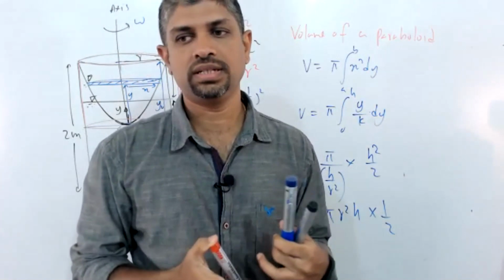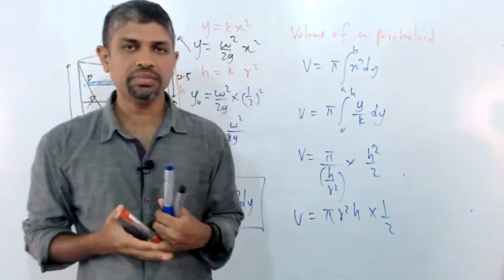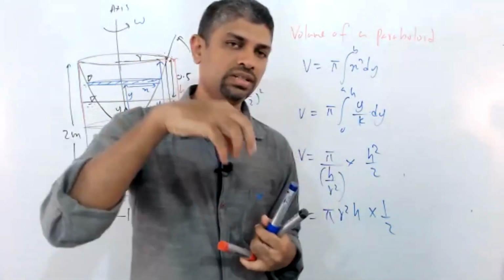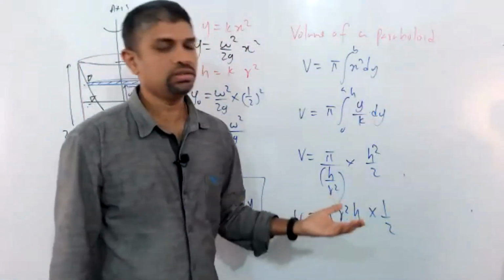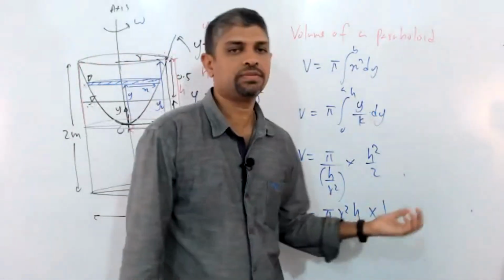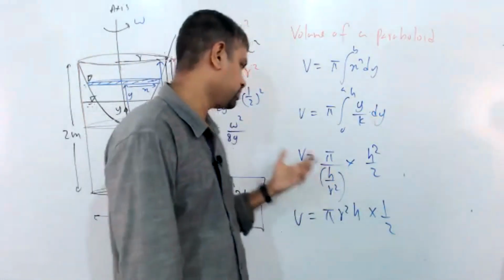You can understand. You can remember when it is a cone, the volume of the cone is 1/3 of the cylinder. No? Therefore, the volume of the paraboloid is half the volume of the cylinder. You can use that fact in order to solve a lot of problems.